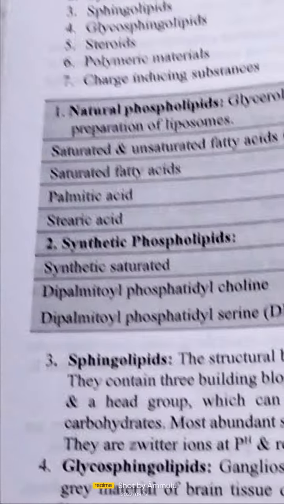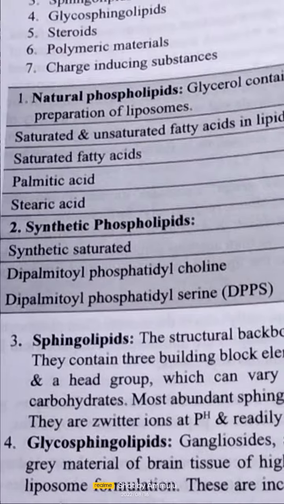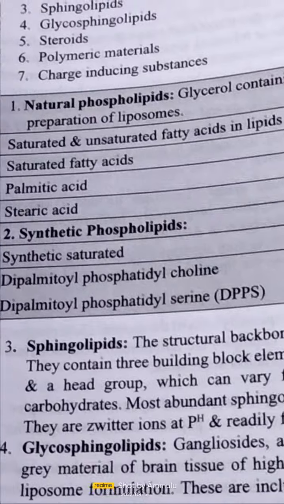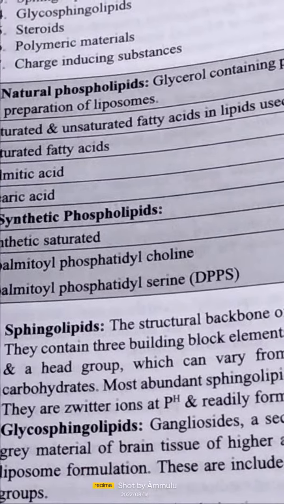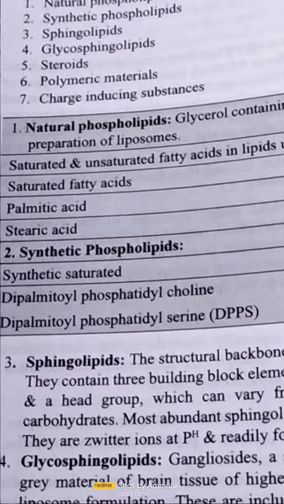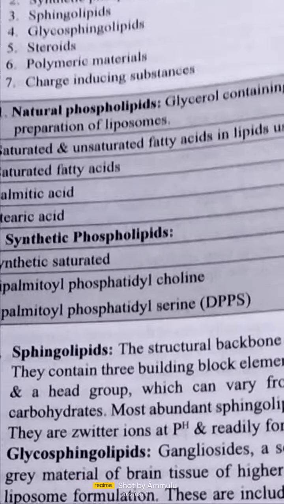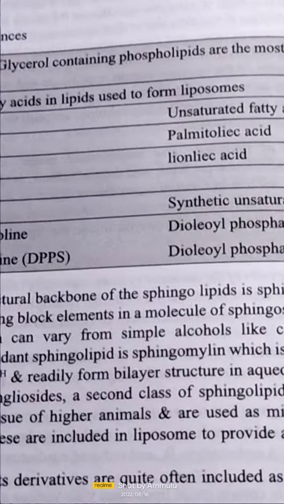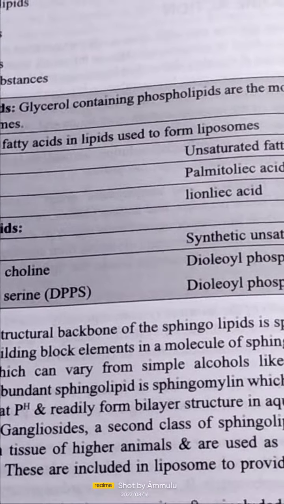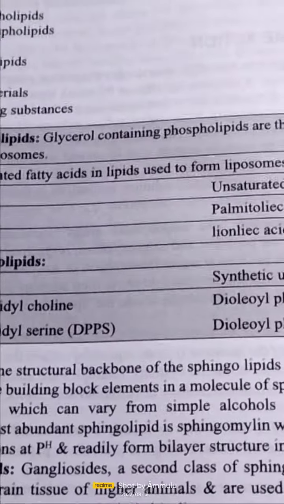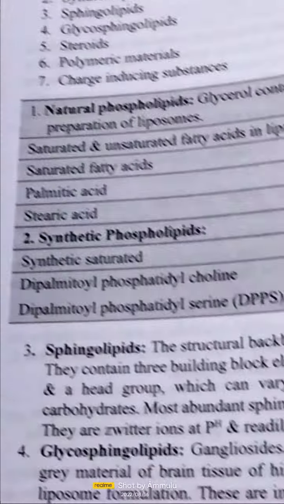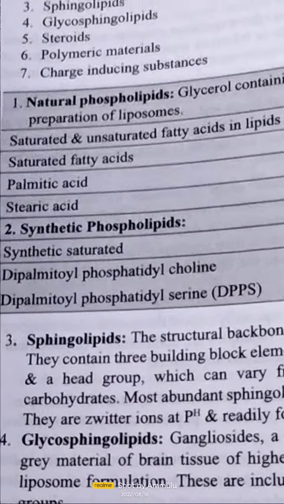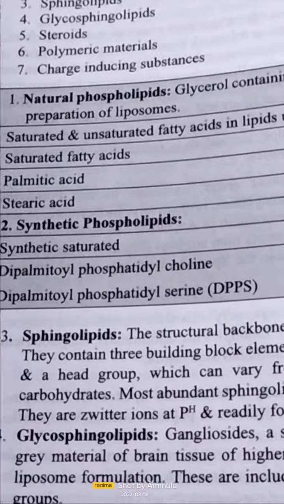Here are some examples of saturated fatty acids and unsaturated fatty acids. Saturated fatty acids are palmitic acid and stearic acid. Unsaturated fatty acids are palmitoleic acid and linoleic acid. Here oleic is there. This is about the natural phospholipids, and the second one is synthetic phospholipids.